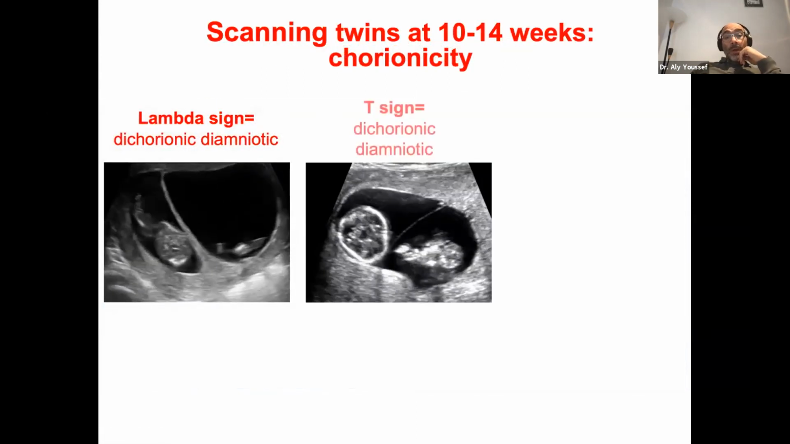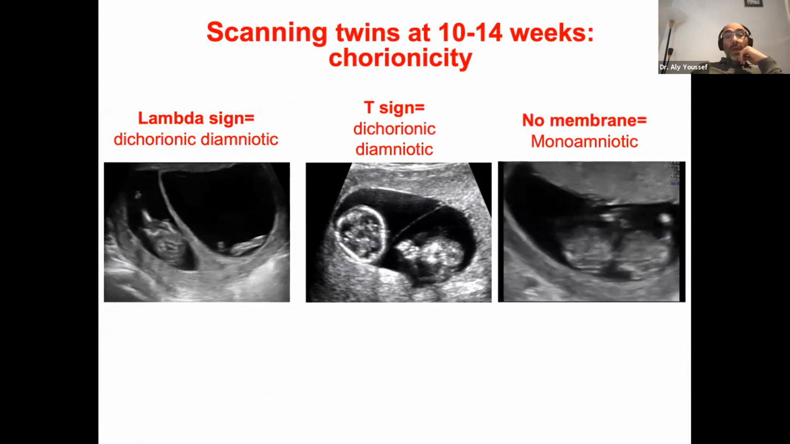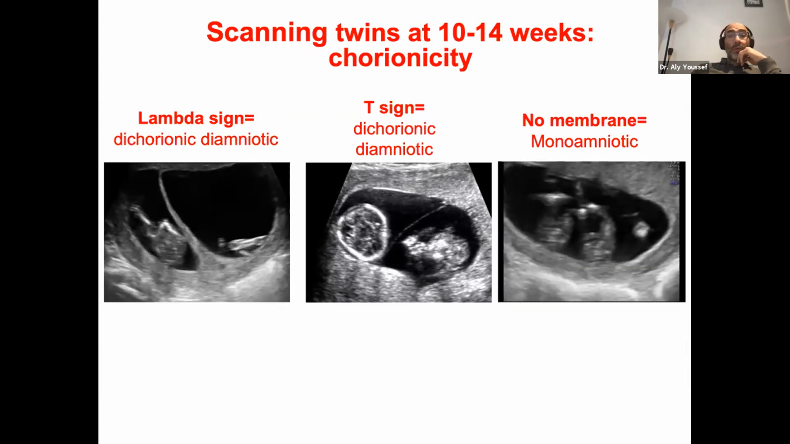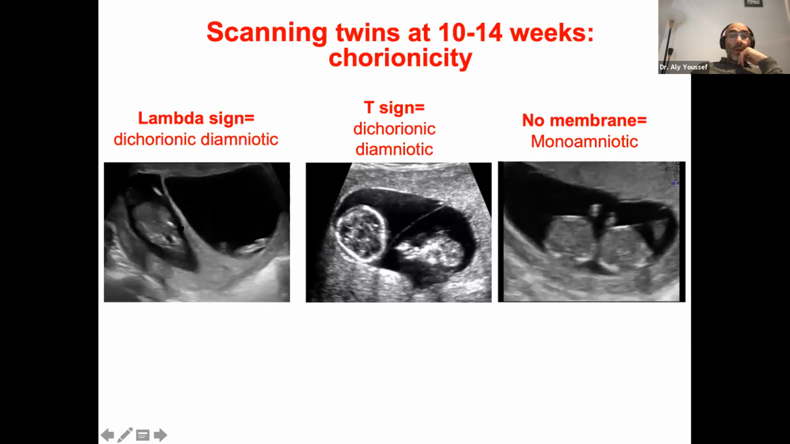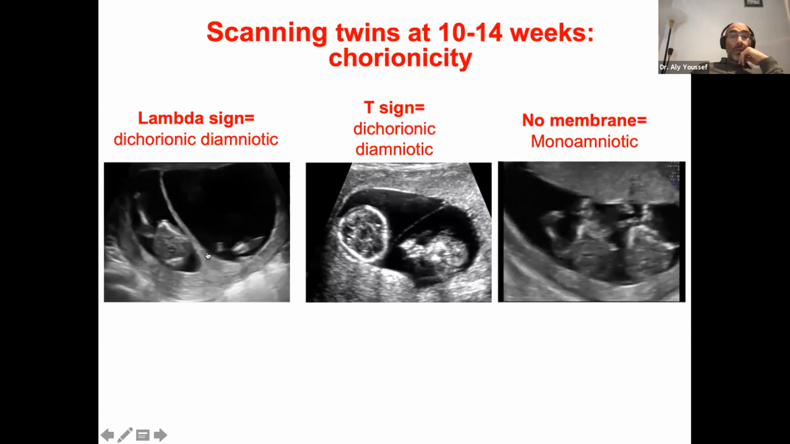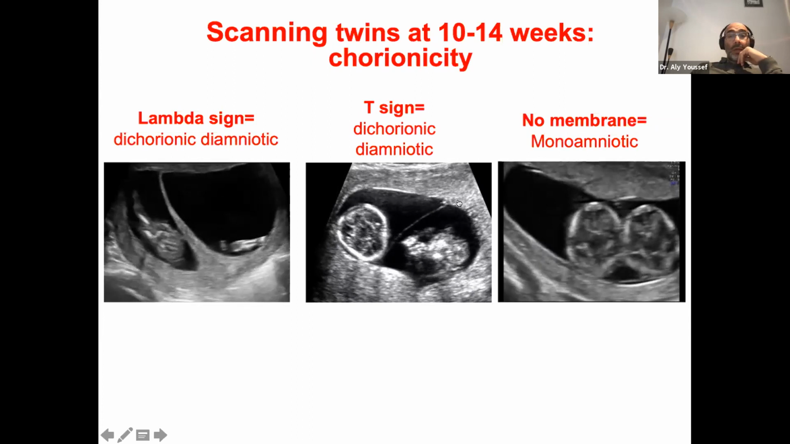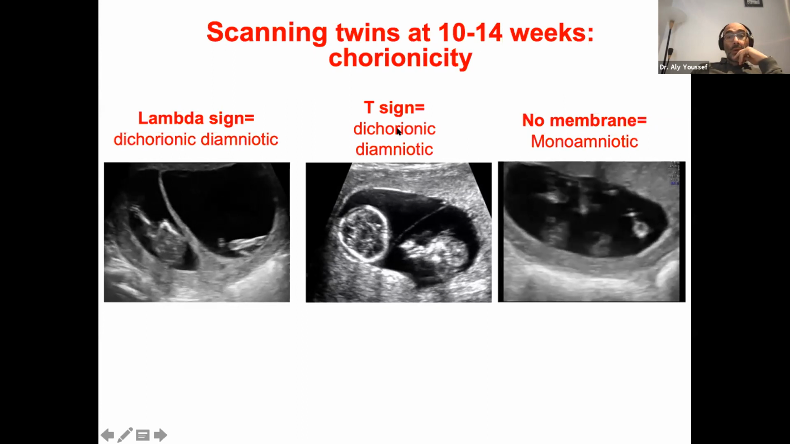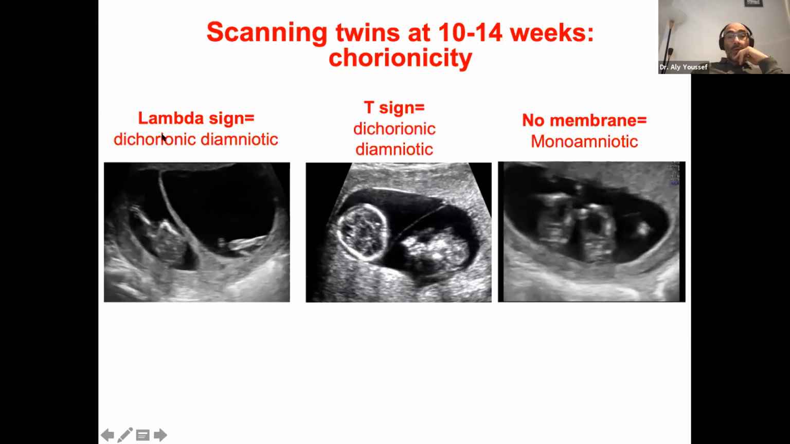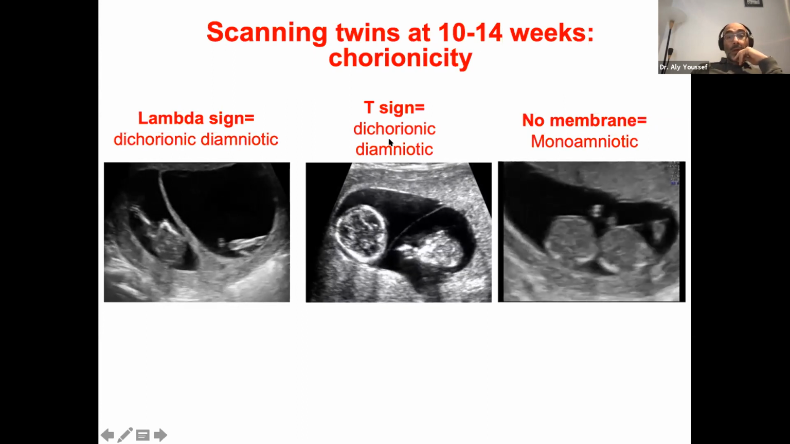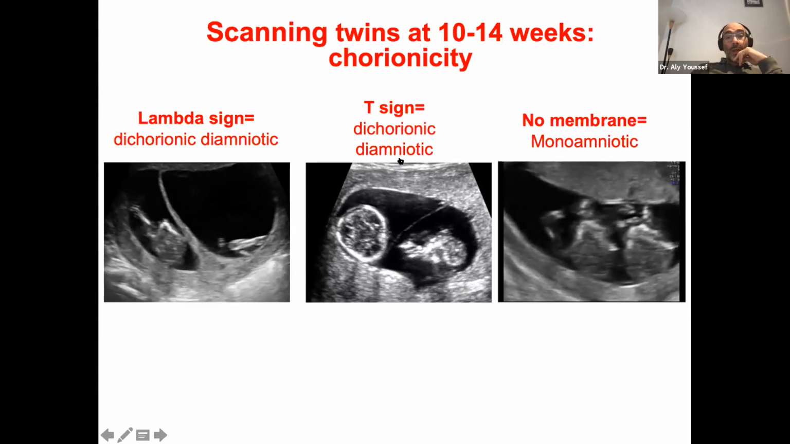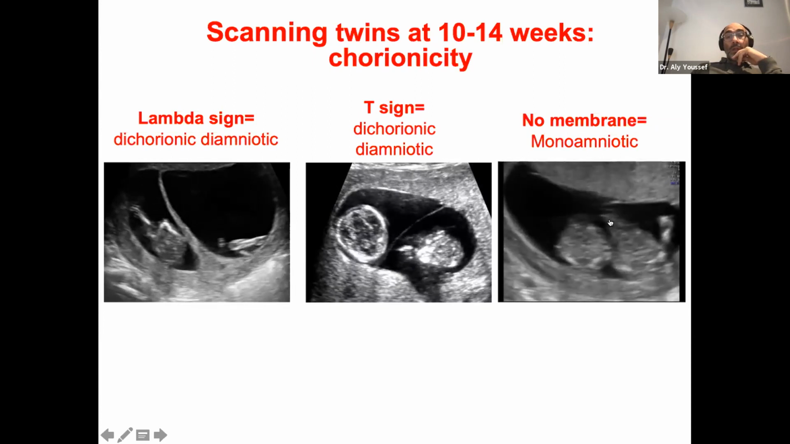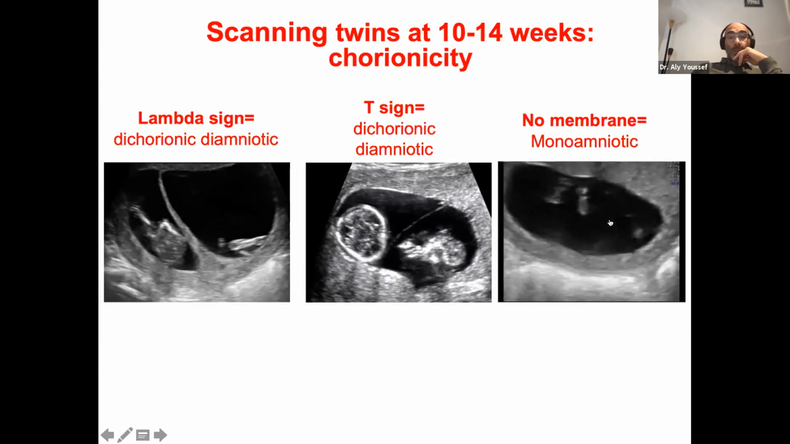Okay, so to sum up the chorionicity and amnionicity, ideally we do it between 10 and 14 weeks. We have a lambda sign in a dichorionic diamniotic pregnancy. We have a T sign in a dichorionic, no, this is a monochorionic. Okay, this is an error. So the first one is dichorionic diamniotic. The second one is a monochorionic diamniotic, so this is only one placenta. And the last one is a monoamniotic pregnancy.